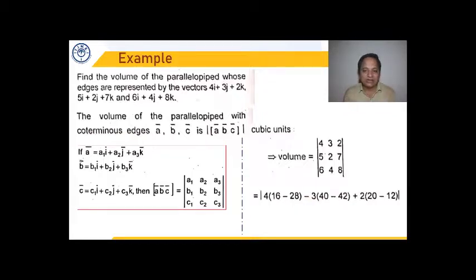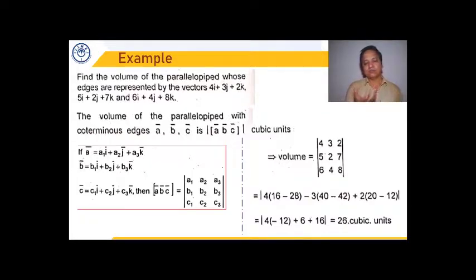Minus 3 into 8, 5 the 40 minus 42 plus 2 into 20 minus 12. So 16 minus 28 is minus 12 into 4. 40 minus 42 is minus 2 into minus 3 is plus 6. 20 minus 12 is 8 into 2, 16. Now 12 into 4 minus 48 plus 22. So this gives us 26 cubic units as the volume of the parallelepiped.